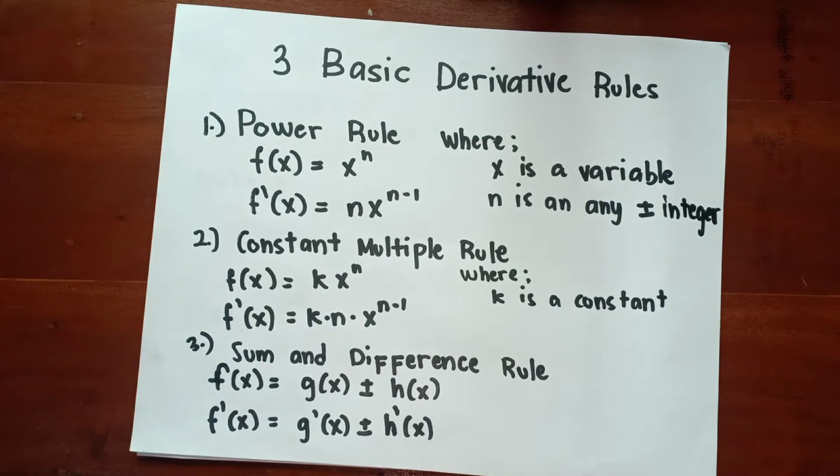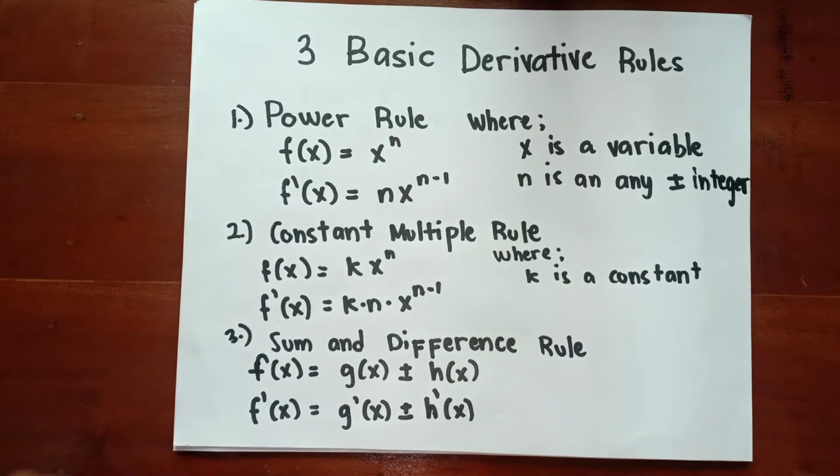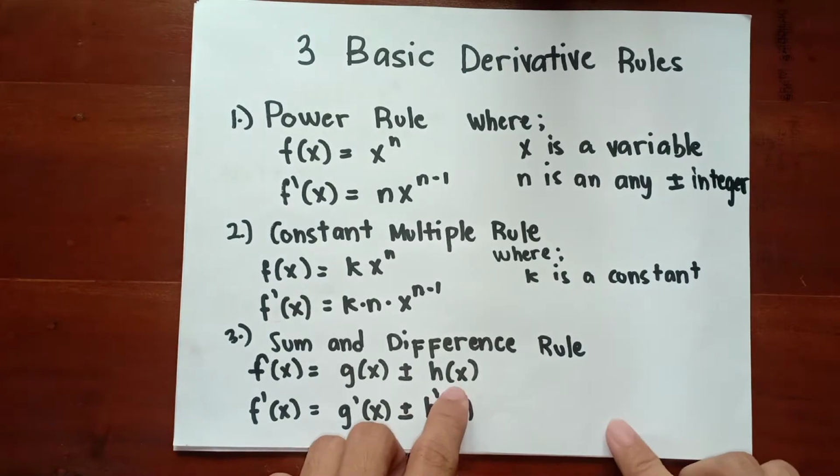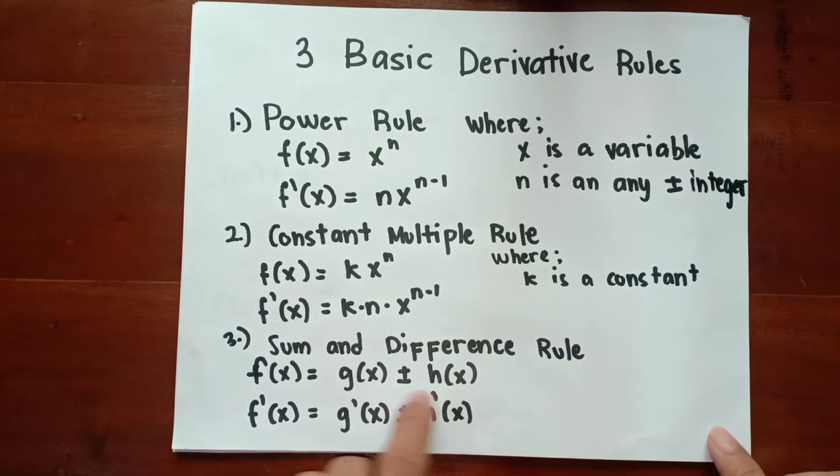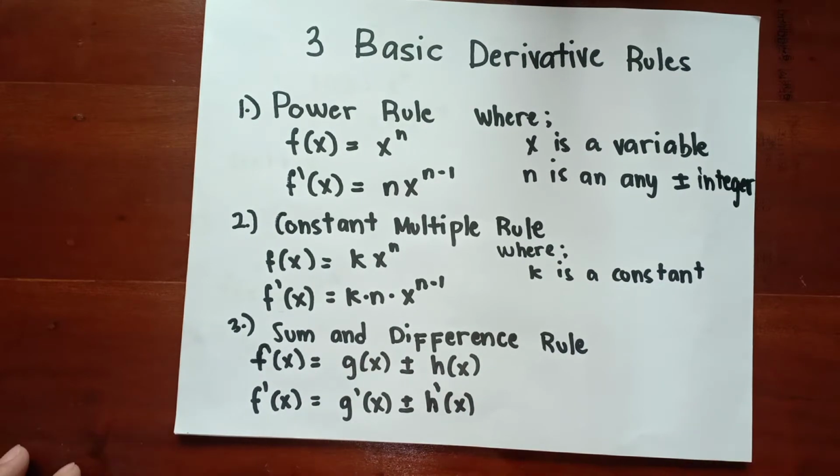So the last but not the least is the sum and difference rule, which has a function of f of x equals g of x plus or minus h of x. So g of x is represented by any function which has a variable of x and also h of x. So I have here different letters to recognize it. So it's just similar to variable x.